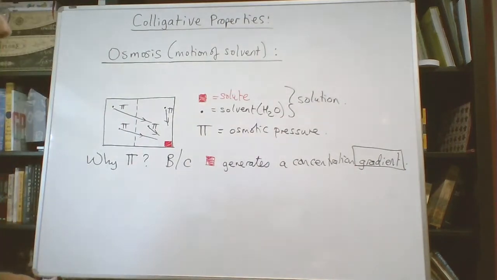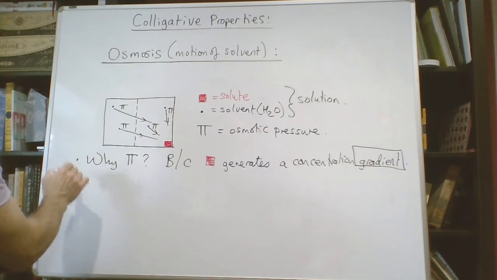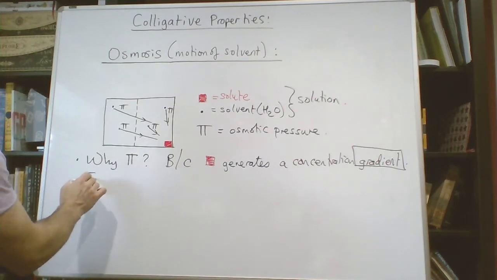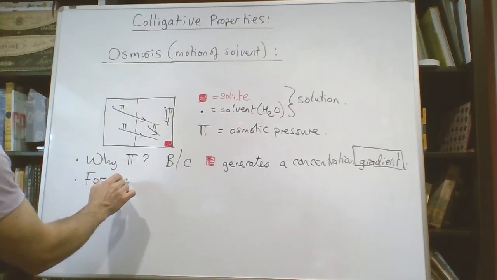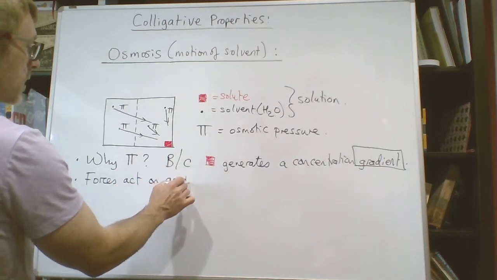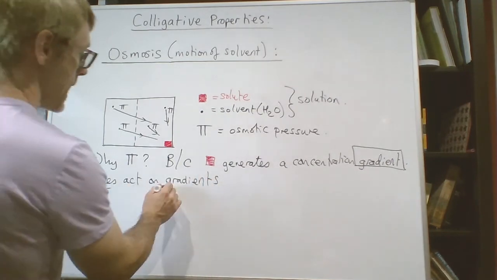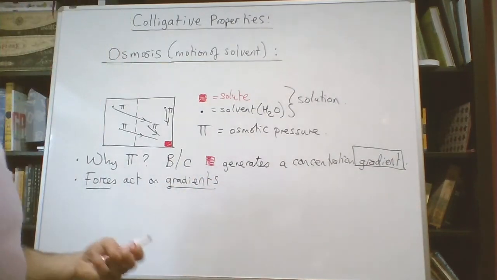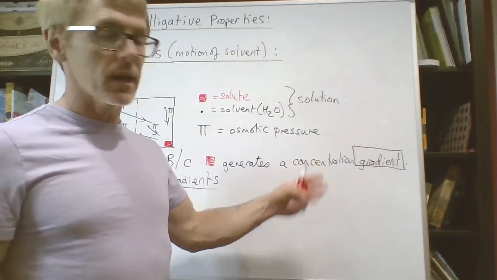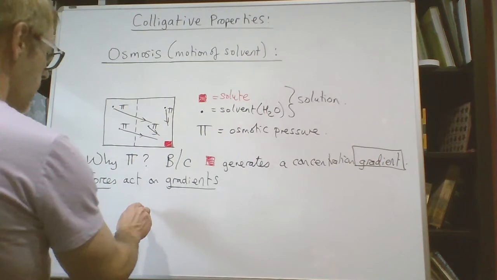Concentration is not that important. The important word is gradient. We know from Newton that forces act on gradients. Forces act on gradients. It doesn't matter what type of gradient they are. It could be a concentration gradient. It can be any type of gradient.